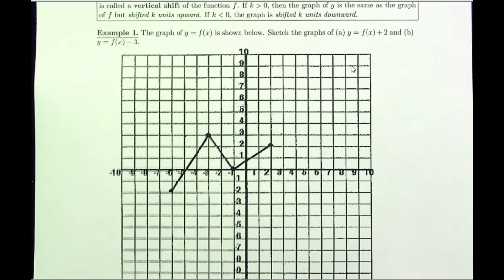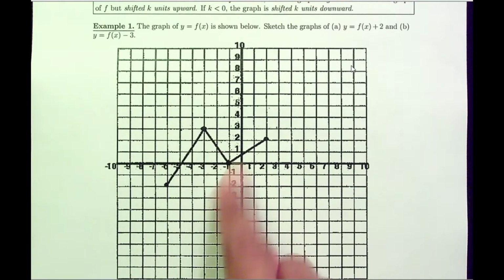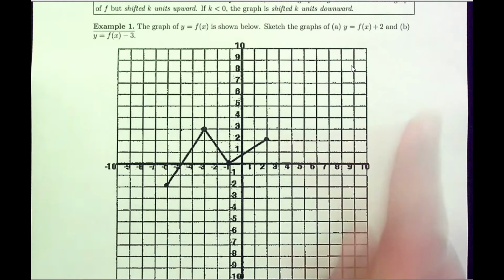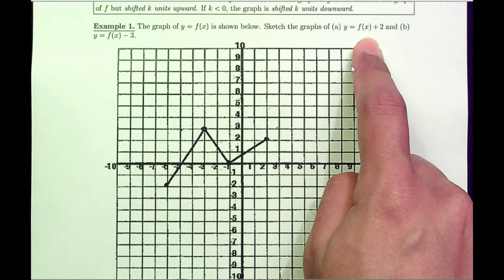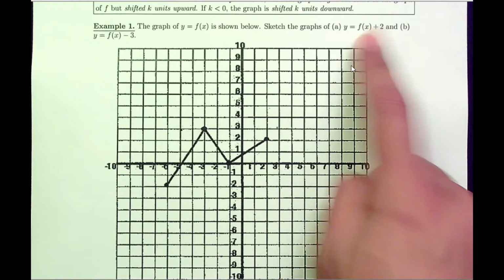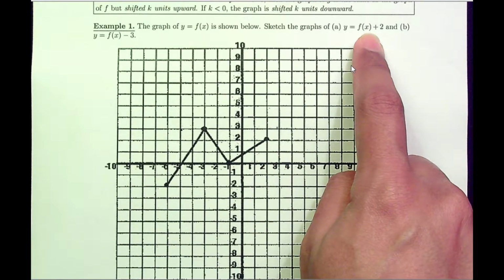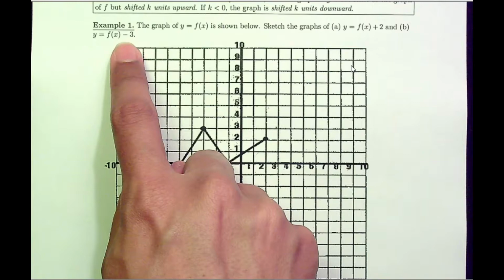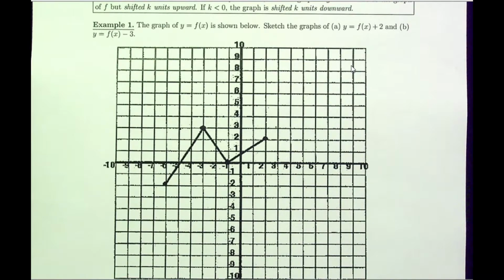Okay, so here's the first example. Suppose I have the graph of a function. I don't have much of a formula for the function, but I have the graph. And suppose I consider a new function by adding 2 to the formula, can we sketch the graph of that? So that'll be part A. And then part B, sketch the graph of the function that you would obtain if you subtracted 3 from the formula, from f of x. Okay, so let's start with A.